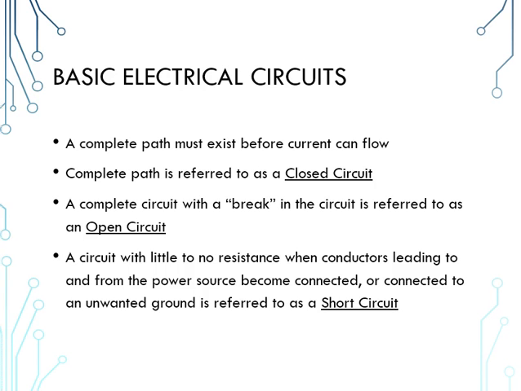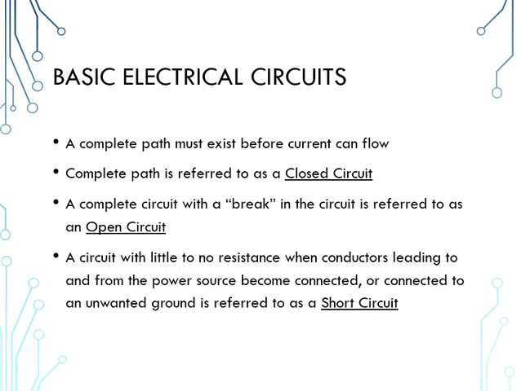Now, for a basic electrical circuit, first off, we have to have a complete path. It has to exist before current can flow. So it has to exit some type of a power source, and it has to return full circle to that power source. Otherwise, the current cannot flow.